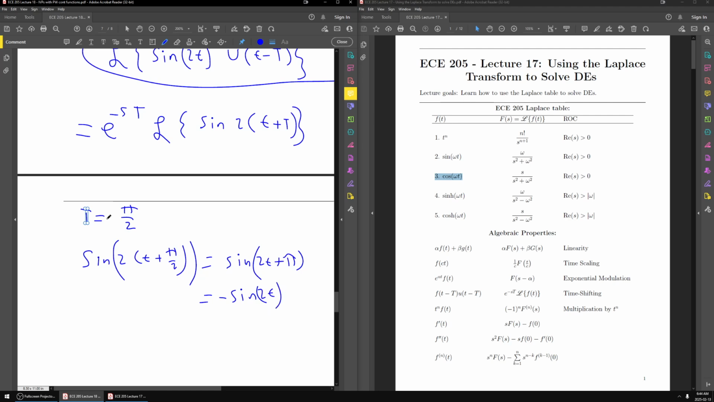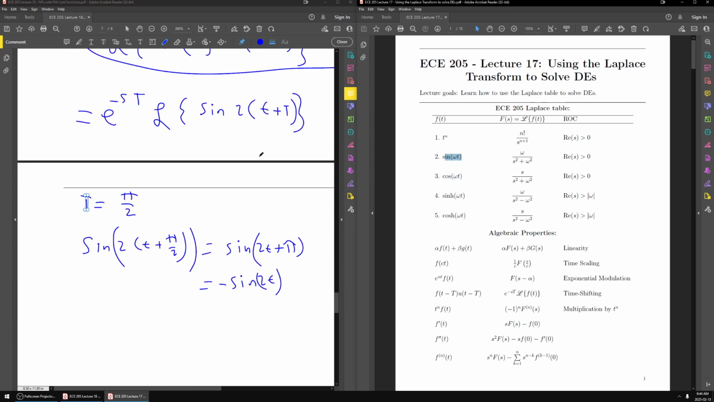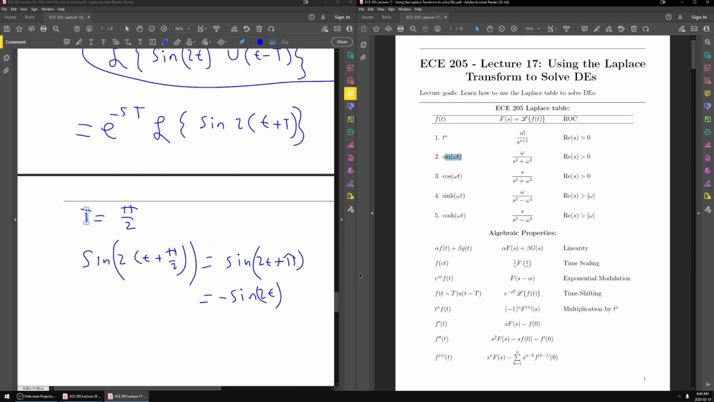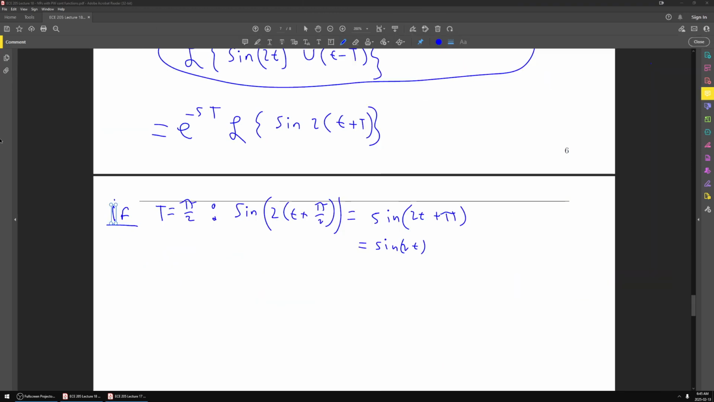So in this particular case, if I plug in my pi over 2, this becomes the Laplace transform of negative sine of 2t. That's now something in my list. And I would do it for the other one. So I am going to pause, clean this up a little bit to make it look nicer, and then come back. Okay, full screen mode.